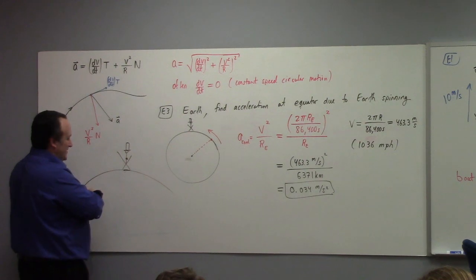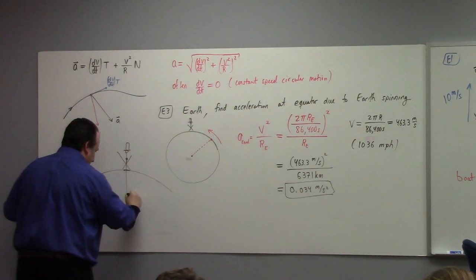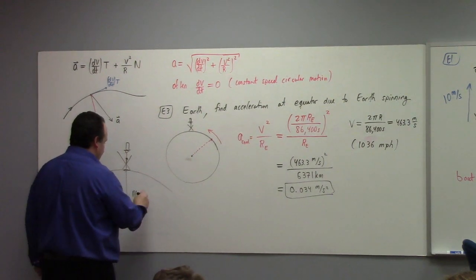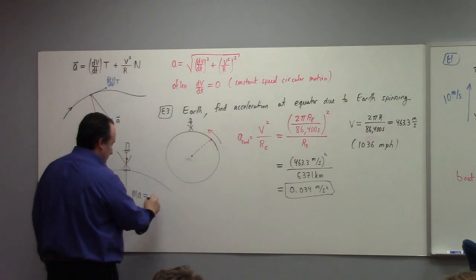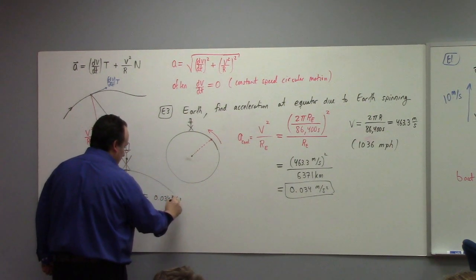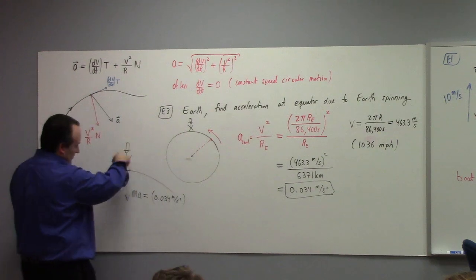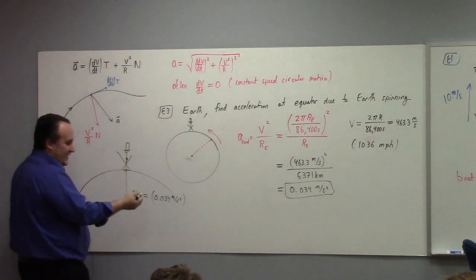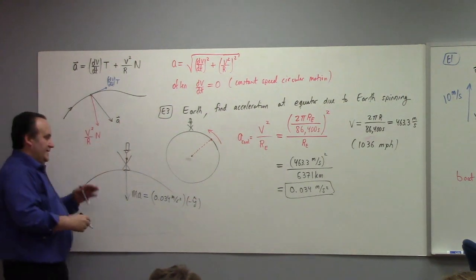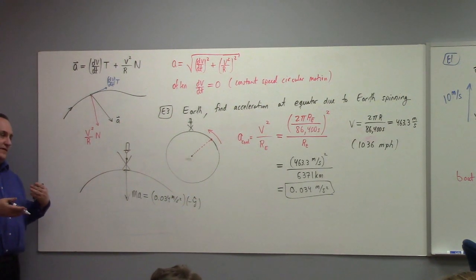So the mass times acceleration has to be equal to 0.034 meters per second squared. And whatever you want to make this, say minus y hat, we can go with that, right? That's the net acceleration.